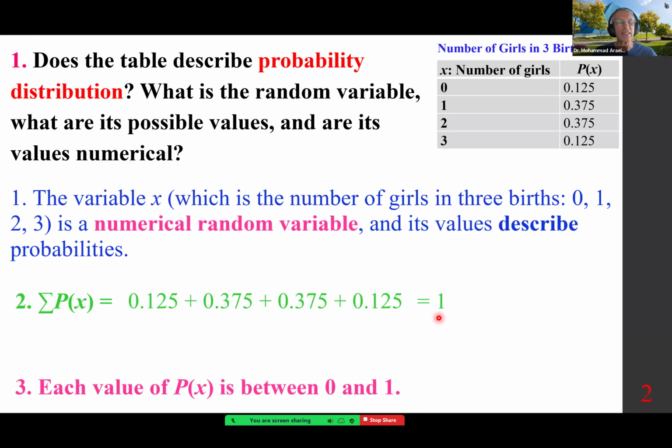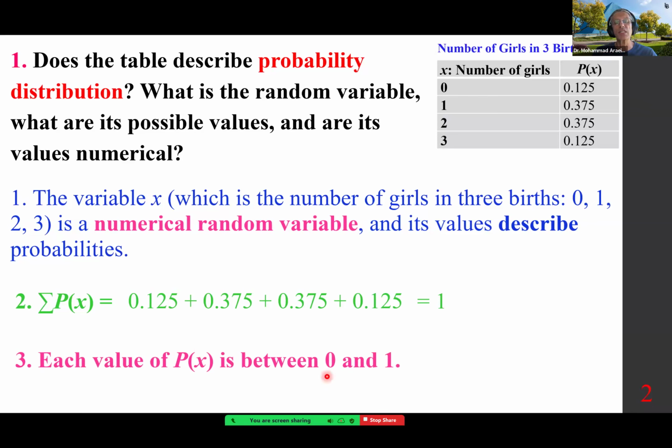The next one is that each probability must be between 0 and 1. Each value of P of X is between 0 and 1, as you can see from the numbers. And this is another important fact. So it has to be a numerical random variable. It is. The sum of probability must be 1, and each probability must be between 0 and 1, meaning it can't be negative, and it can't be larger than 1.